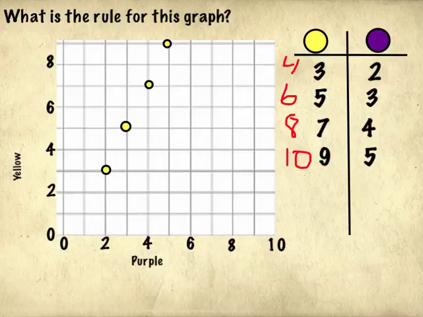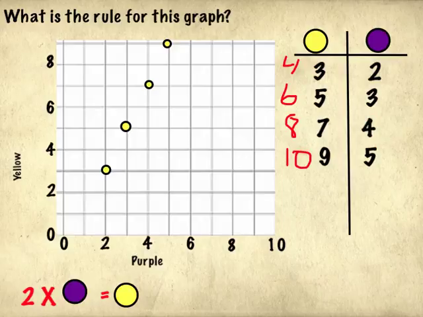So my equation is going to be 2 times the number in purple, take away 1 will give me the number in yellow. If I go 2 times minus 1, 2 times minus 1, 2 times minus 1, 2 times minus 1, that will give me to my yellow number. So there's my equation. Sorry, I made a mistake there, but I fixed it. So it's 2 times purple, take away 1 equals yellow.